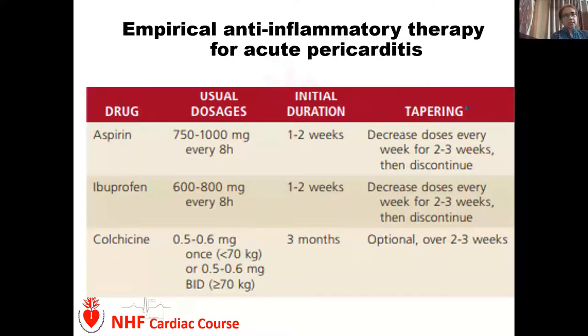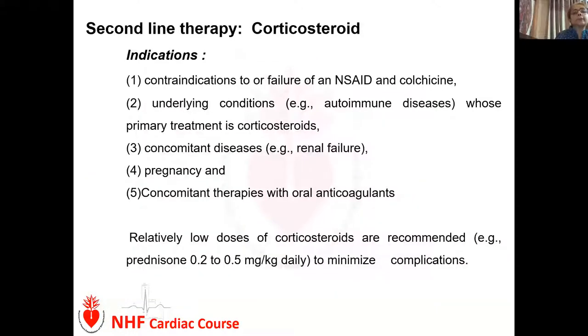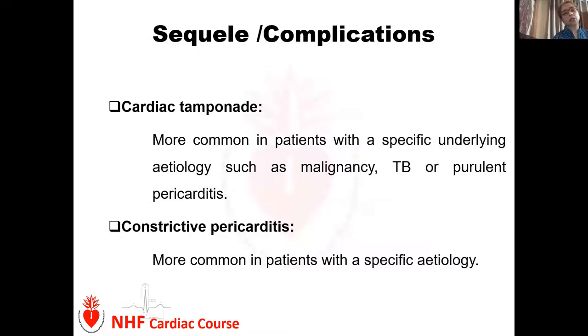These are the anti-inflammatory therapies which are used for treating acute pericarditis: aspirin, ibuprofen, and colchicine. Colchicine is usually advised for 3 months. Steroid is indicated only as second-line therapy. There are some special situations where steroid is indicated, like contraindication to or failure of an NSAID or colchicine, underlying conditions whose primary treatment is corticosteroid, concomitant disease, and pregnancy. And whenever steroid is used, it should be started with low doses to minimize the complications.